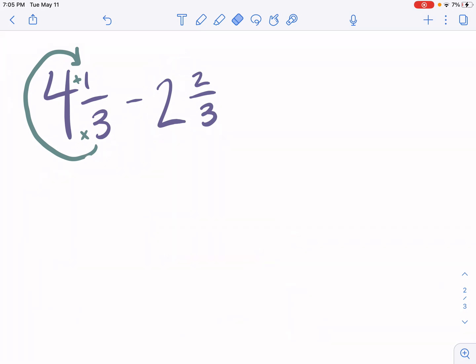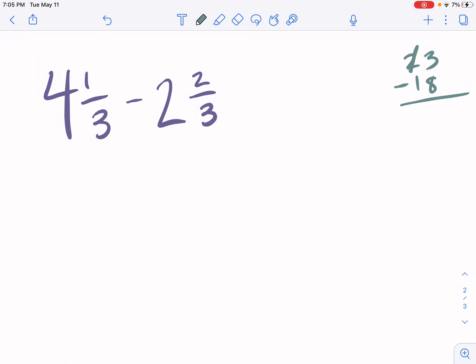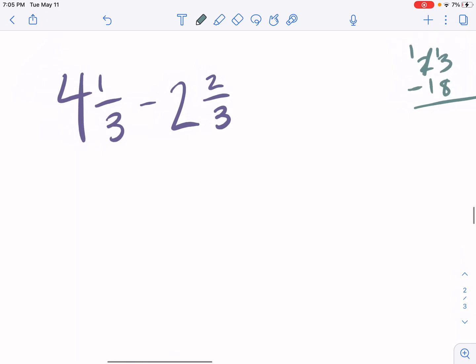So think of what you normally would do in a subtraction problem when you can't take something away from something else. If I had 23 minus 18, what I would normally do is take something from this place value over here. If I take something away from 2, it becomes a 1, and I can give that place value to there. I took a 10 away from it and gave it to my 3, so it became 13. So I can do a similar method over here.